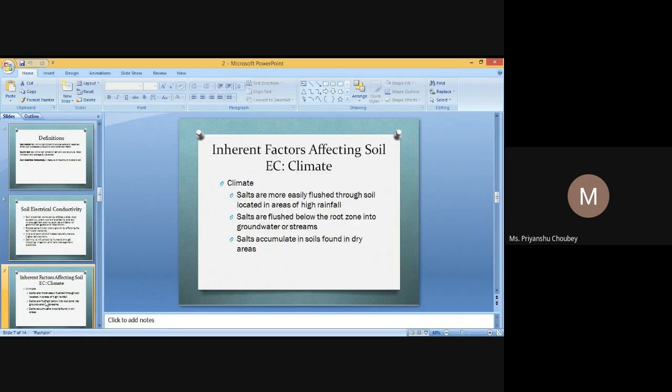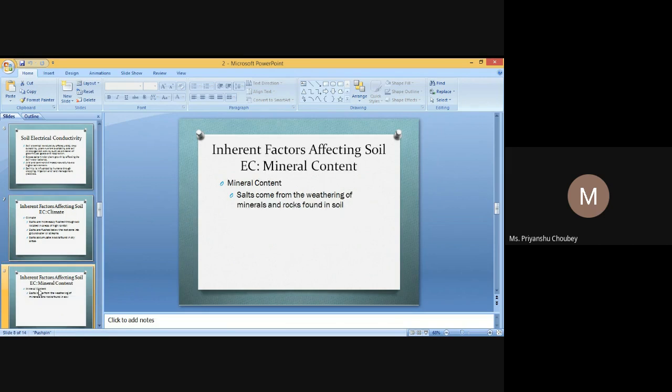Inherent factors affecting soil electrical conductivity: climate. Salts are more easily flushed through soil located in areas of high rainfall, and salt flows below the root zone into groundwater or streams. Salts accumulate in soils in dry areas. Another inherent factor affecting soil is mineral content. Salt comes from the weathering of mineral rocks found in soil.